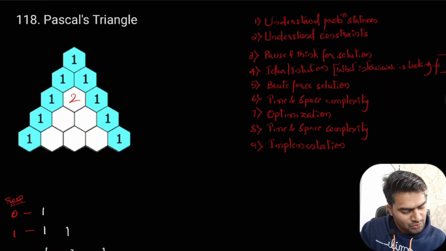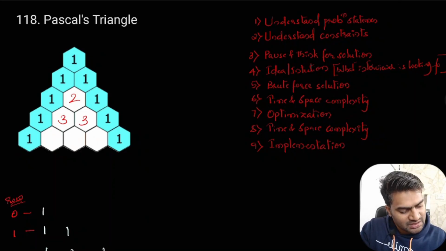Now we will move to the next row. This value will be the sum of this value plus this value, which is 3, so I will fill 3. Now the value of this cell is again the sum of this value and this value, which is 3. So I will fill that.